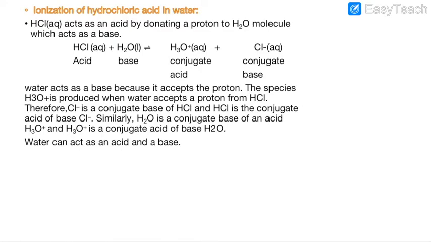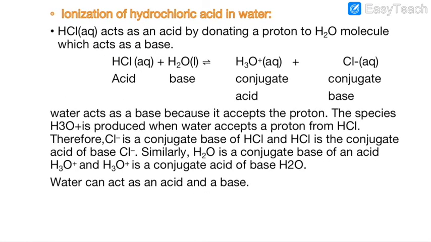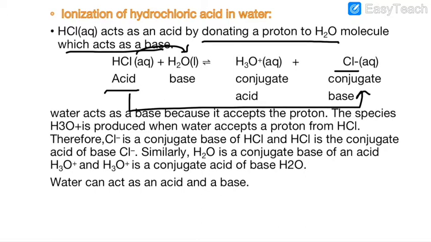Ionization of hydrochloric acid in water. This is another example of conjugate acid base theory. We know that HCl acts as an acid by donating a proton to the H2O molecule, which acts as a base. When we dissolve HCl in water, HCl will donate one H plus to H2O and convert into Cl minus ion, and this will be the conjugate base of HCl. H2O will accept one H plus and it will be the conjugate acid of H2O.